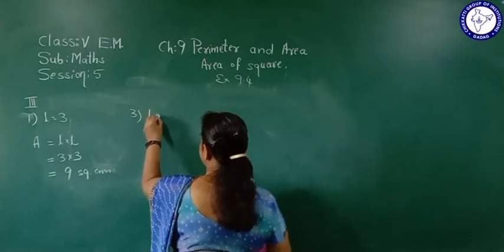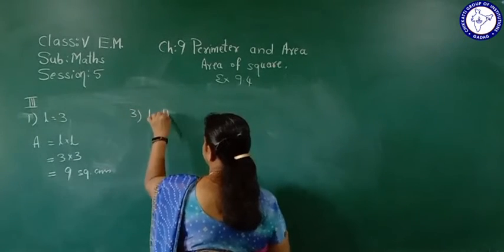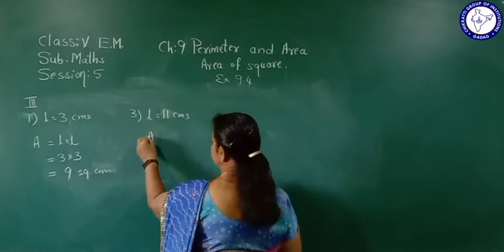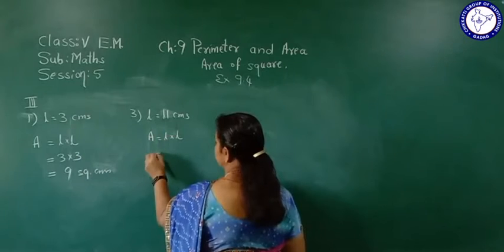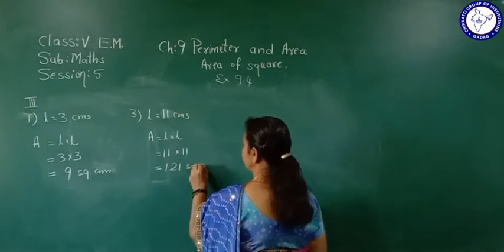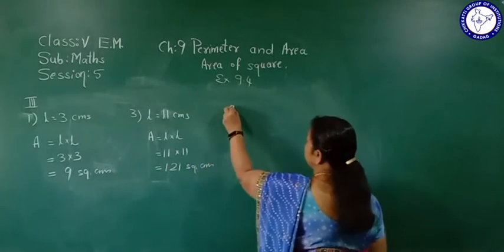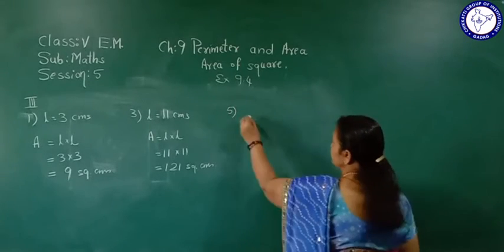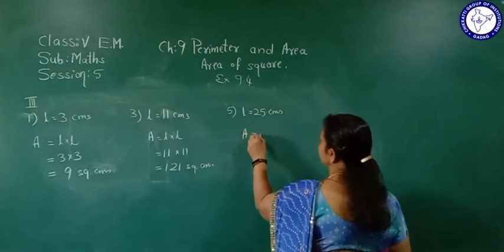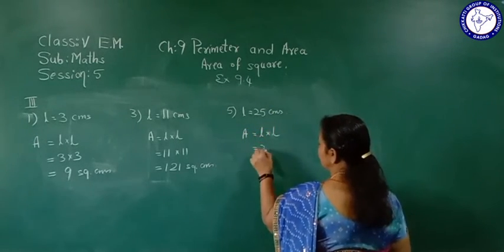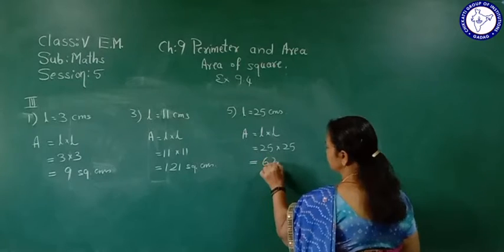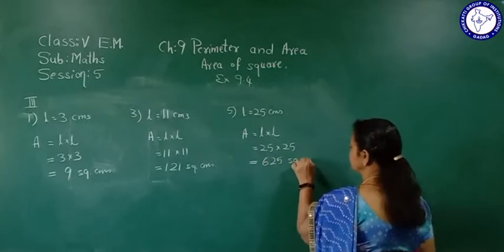Then third question here, L is 11 centimeter. So here area is L into L. So it is 11 into 11. 11 11s are 121 square centimeters. Then fifth question, here L equals to 25 centimeters. Therefore, area is equals to L into L. It is 25 into 25. So it is 625 square centimeters.